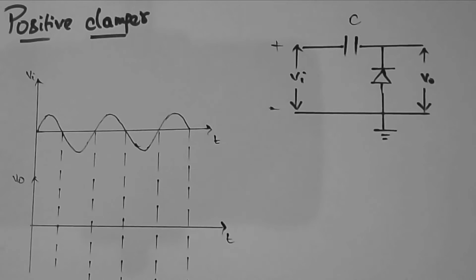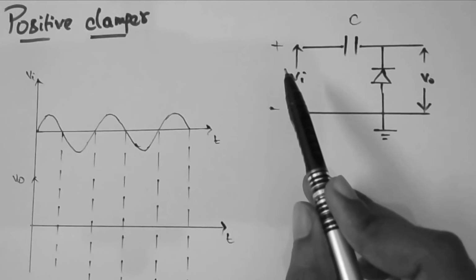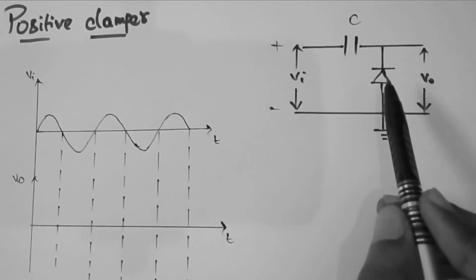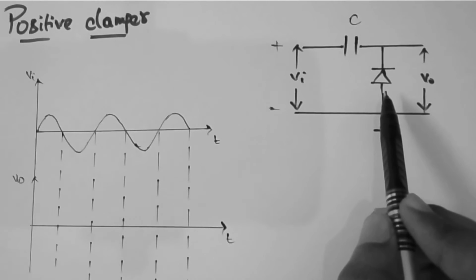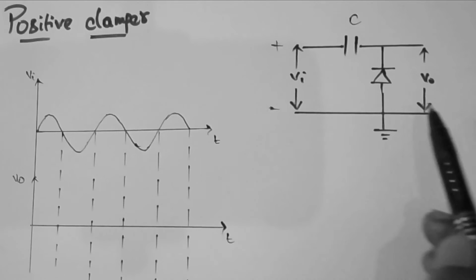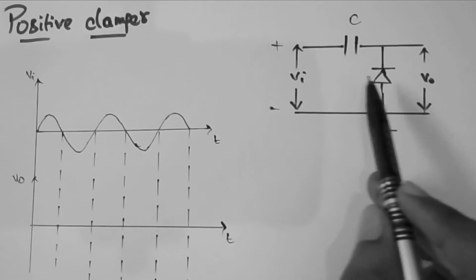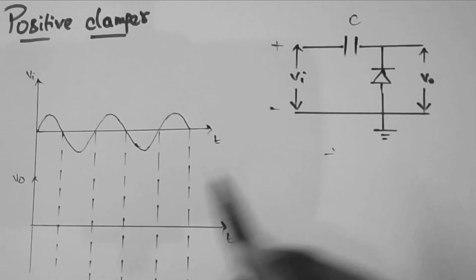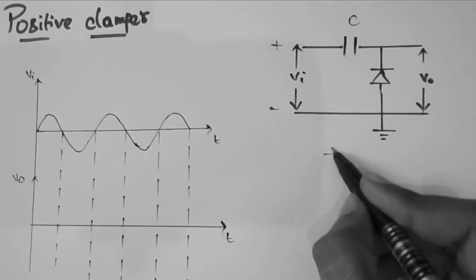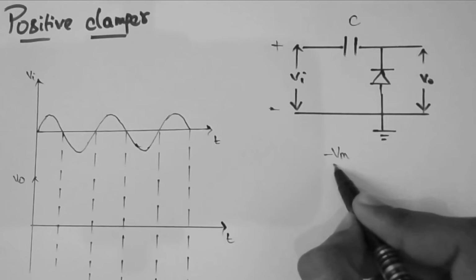Here the positive terminal of the input signal is applied to the cathode of the diode and the negative terminal is applied to the anode of the diode. Here the diode starts conducting only for the negative half cycle of the input signal. It means the capacitor stores a voltage of minus Vm.